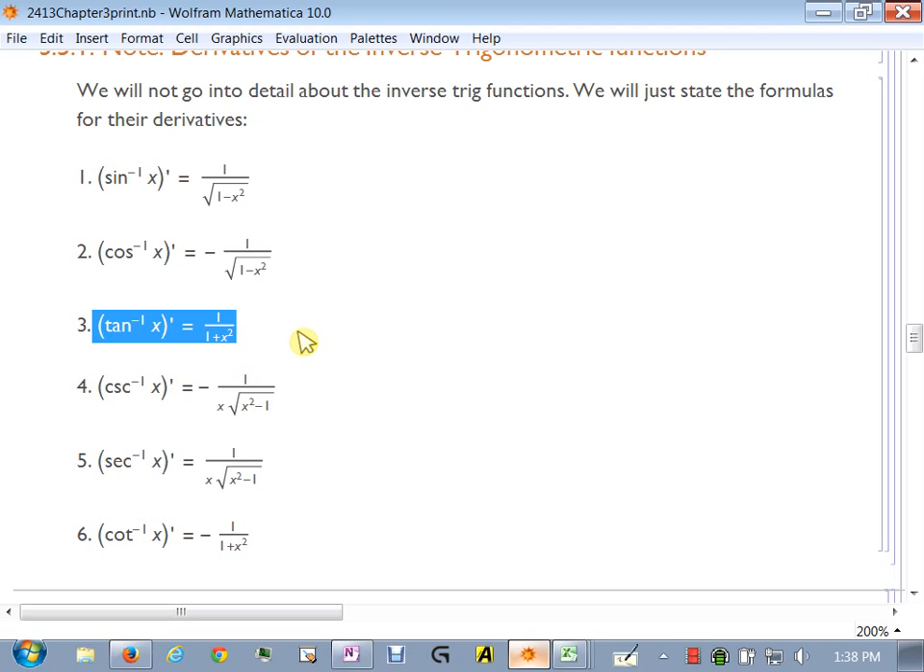You know what? Why don't you do it? You want to work in groups? I'll let you do it. See if you can show that that's true. Okay? The third one. Verify that that formula is true.